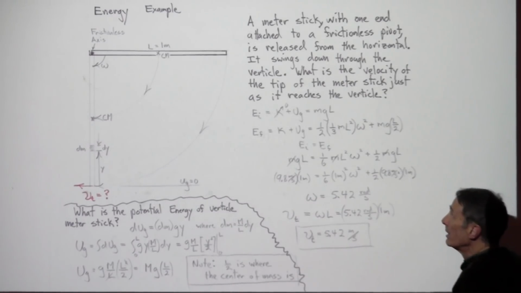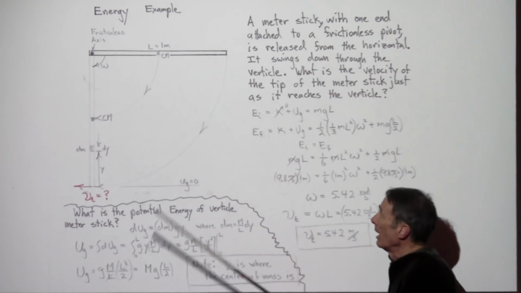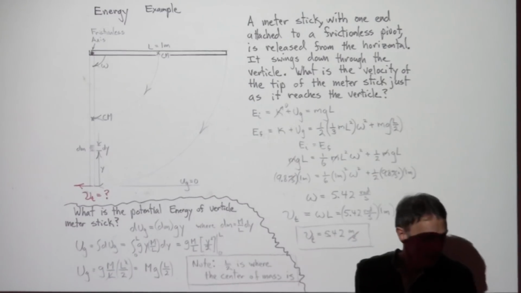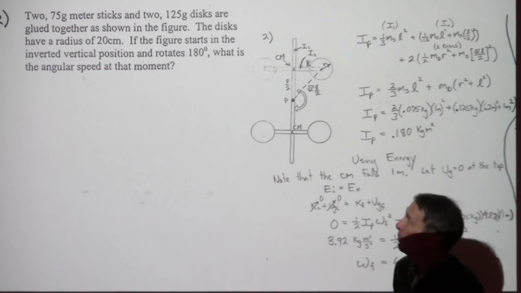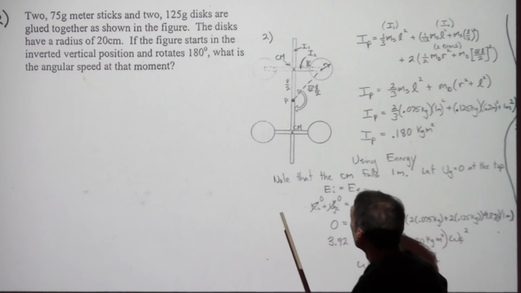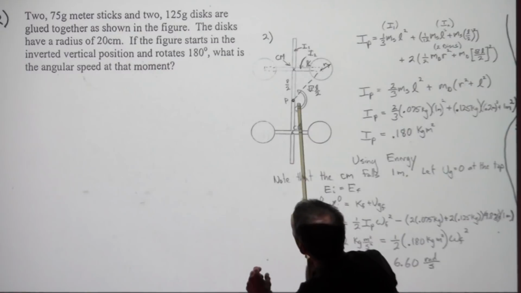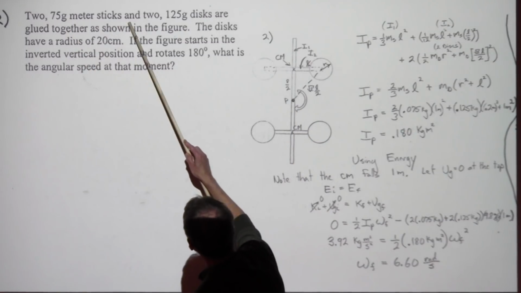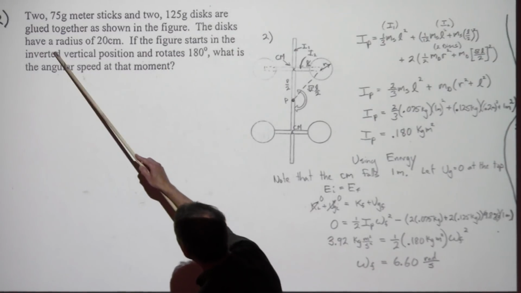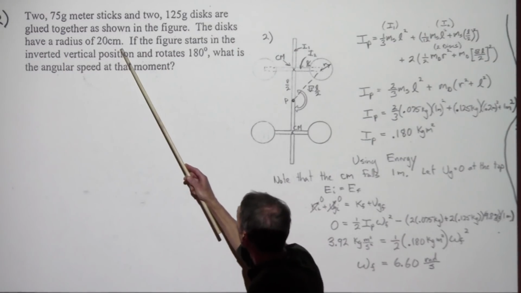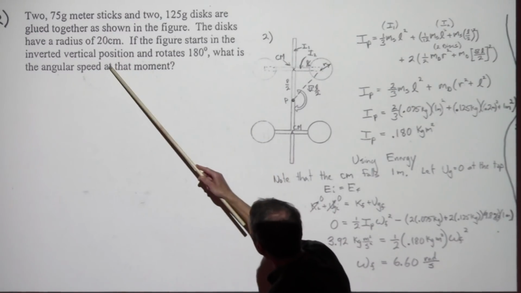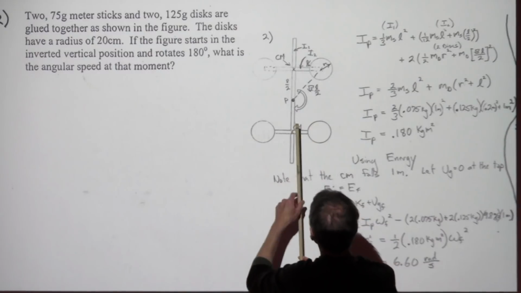Okay? Now, he's done this problem a number of times in different forms. Here's another example where it's pretty much the same problem, so let's look at that. He takes two meter sticks and two discs, and he does give you the radius of the disc, so we want to be careful that we don't take too many shortcuts here. The figure starts in the inverted position. This picture is a little confusing here.